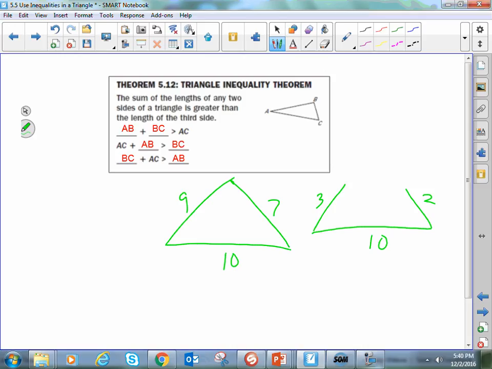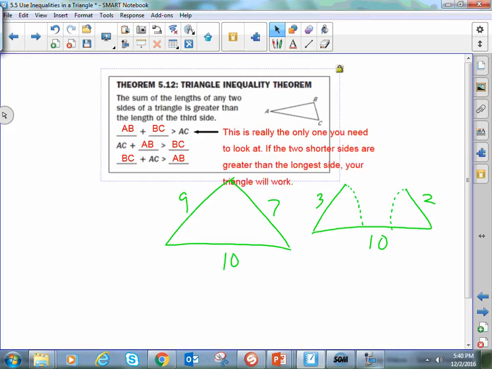If we tried to drop this side down to where it would meet this side, they're not long enough to touch each other, so we don't actually have a triangle. Now, personally, I think what they're giving you is actually a little too much information. Let me clean up my board here. I think as long as the 2 smallest sides add up to be bigger than the third one, I don't need to look at any other combination. All I want to know is, are the 2 smallest numbers greater than the third one when I add them together? And if so, then we'll be able to form a triangle.